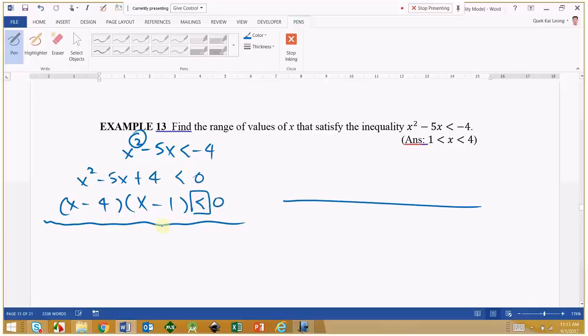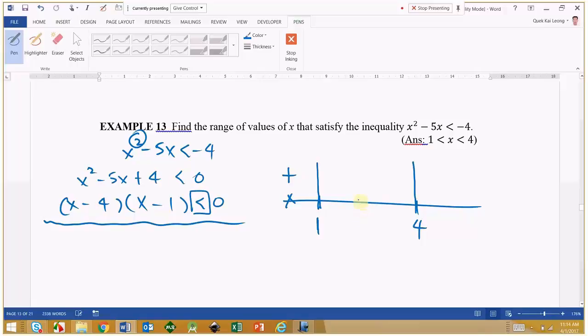Okay, we have two 0 points. One 0 point is x equal to 1. Another 0 point is x equal to 4. These are the 0 points. It's neutral, neither positive nor negative. So when x is less than 1, I like the value 0. I use the value 0 to test. 0 will give me negative, negative, positive.